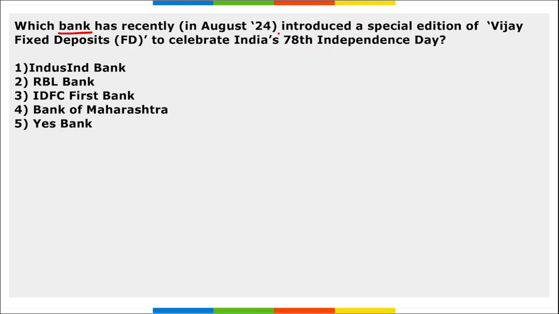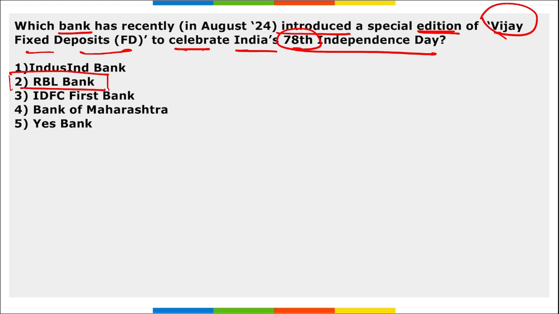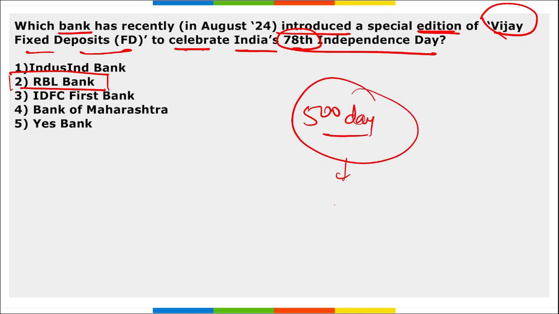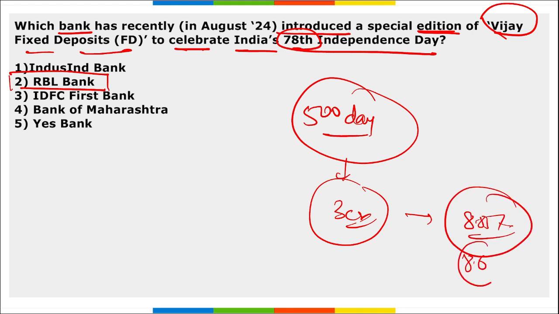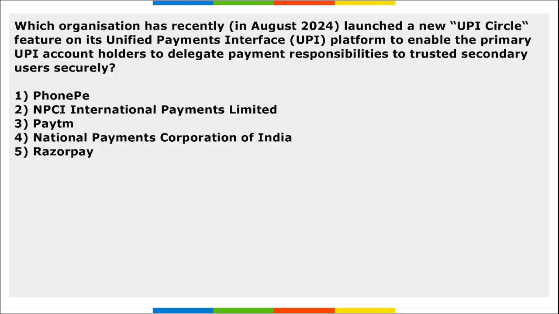Next, which bank has recently introduced a special edition of Vijay Fixed Deposit to celebrate India's 78th Independence Day? So, which bank has introduced this Vijay Fixed Deposit? It was introduced by RBL Bank, and this is a special 500-day tenure fixed deposit that is below 3 crore rupees that offers 8.85% for super senior citizens, 8.6% for senior citizens, and 8.1% for regular customers.